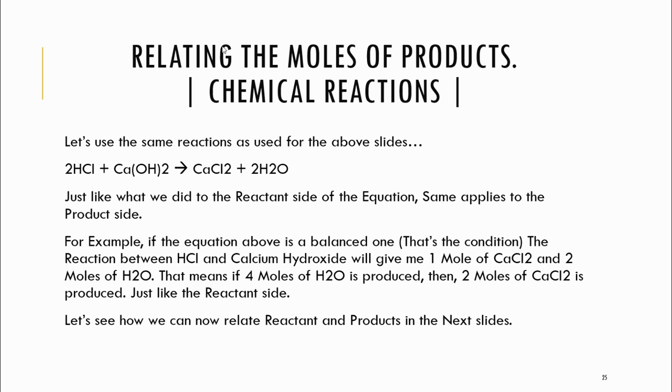We have hydrochloric acid plus calcium hydroxide. We are relating the moles of product now, the product side. It is still the same thing. That means after the reaction between hydrochloric acid and calcium hydroxide, you must always form what? 1 mole of calcium chloride and 2 moles of what? Water. That's the idea. Just like the way we related reactants, the same thing applies to the product side too.